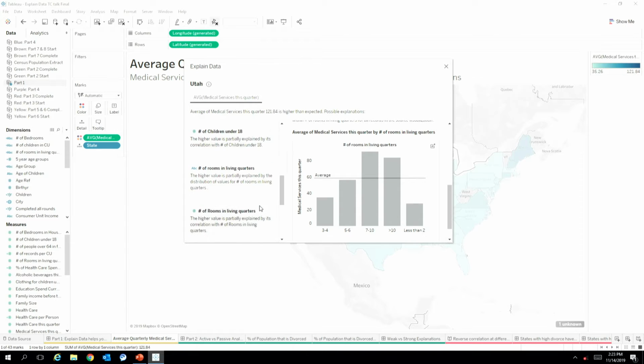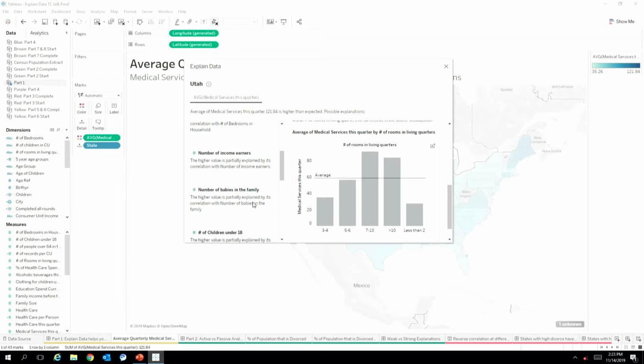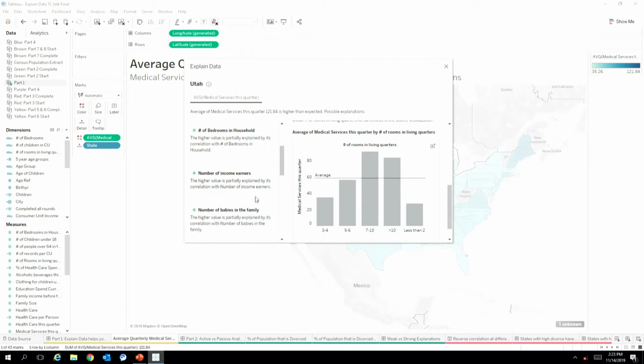So what should we be doing with this information? Well, when you look at all of these explanations, they're really pointing at one thing, which is the number of people in the household. Medical services is quite obviously going to be related to the number of people in the household. So what I should really be doing with this explanation is thinking, am I even analyzing the right measure? Does it even make sense to look at average medical services? It may be that no, that's not the right way to look at that measure. We should rather normalize it by the size of the family.